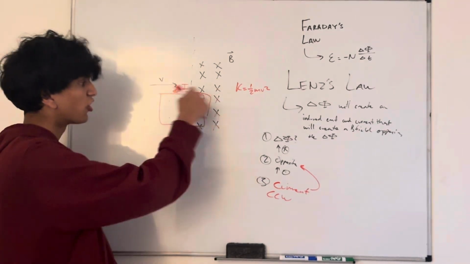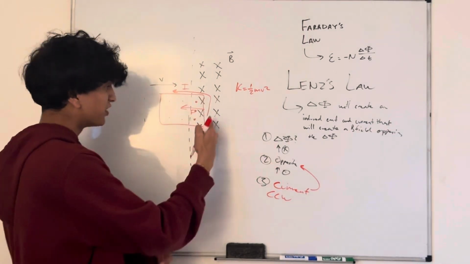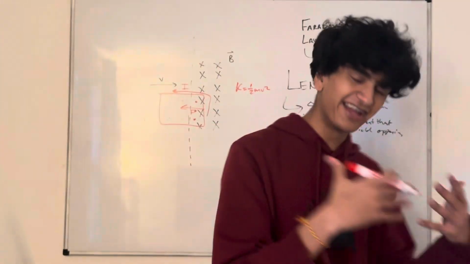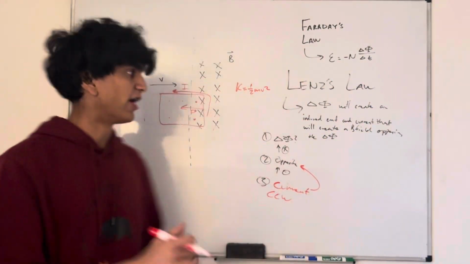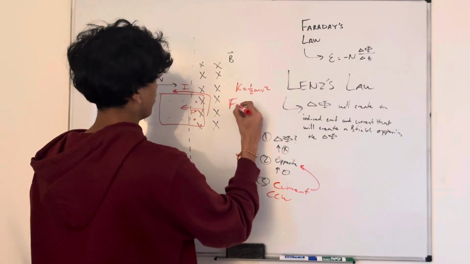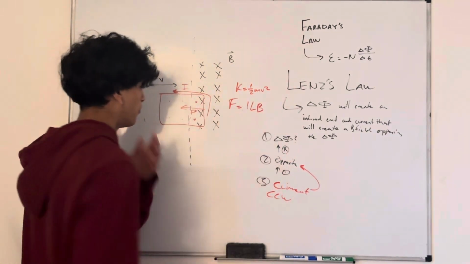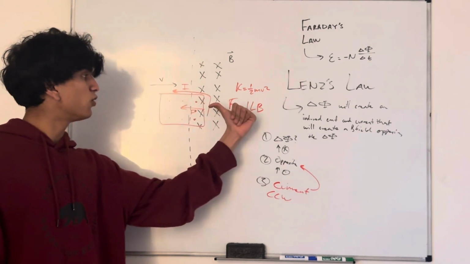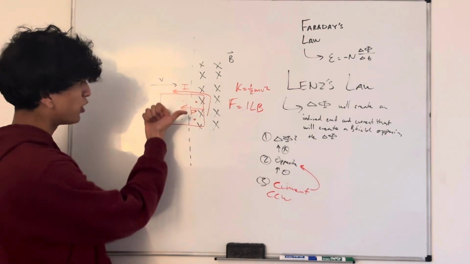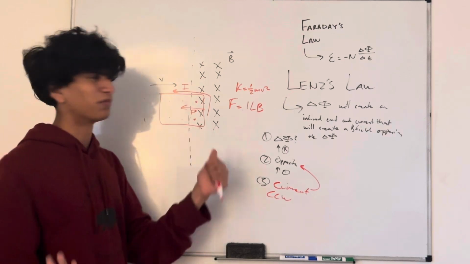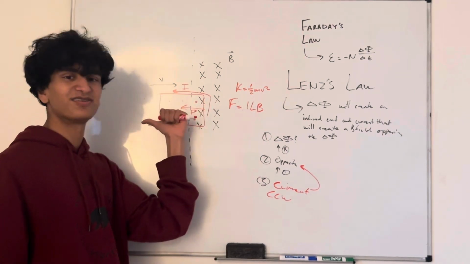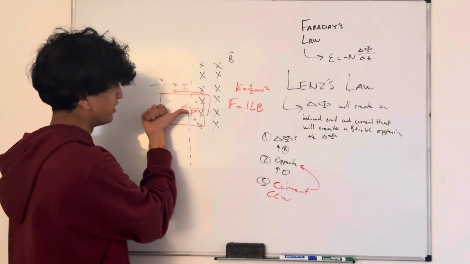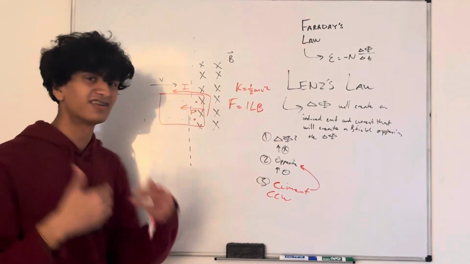Well, guess what? Now there's current flowing through this thing. A current in a magnetic field creates a magnetic force, if you think about F equals ILB. So there's going to be a magnetic force, and it would have to point in the opposite direction of the velocity. If it went in the same direction as the velocity, it's going to speed up.